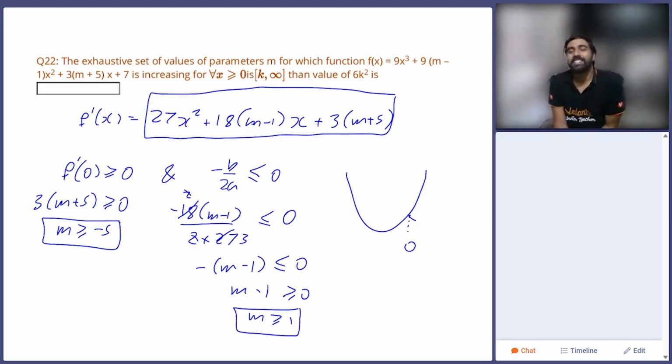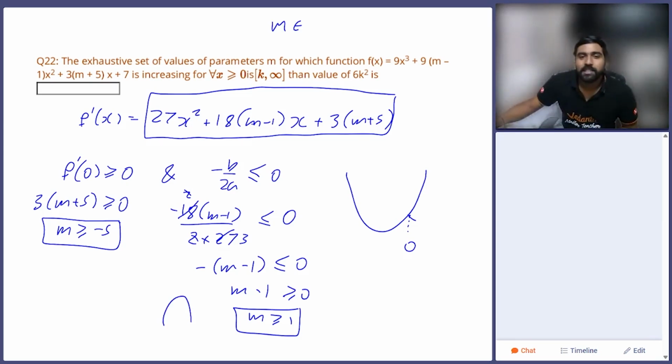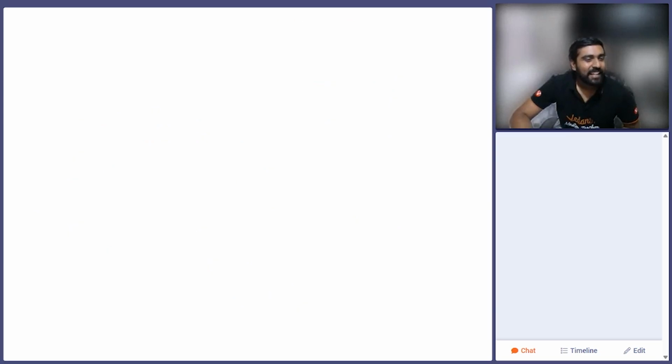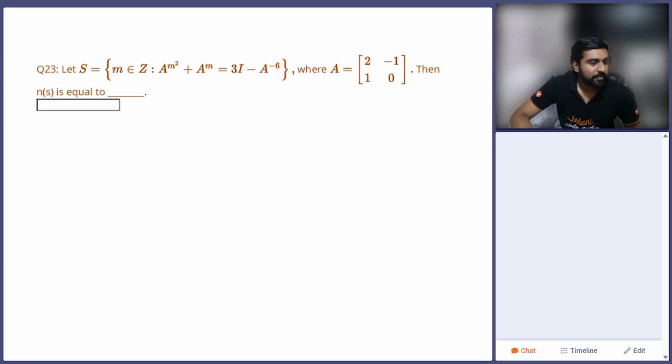So this is the condition. M greater than or equal to 5 comes inside m greater than or equal to 1. So intersection of the two of them we need to take, right? That means m belongs to 1 comma infinity, meaning k is equal to 1. So 6k square will be equal to 6. This is the answer for this question. 6 will be the answer. Okay? But yeah, moving on.